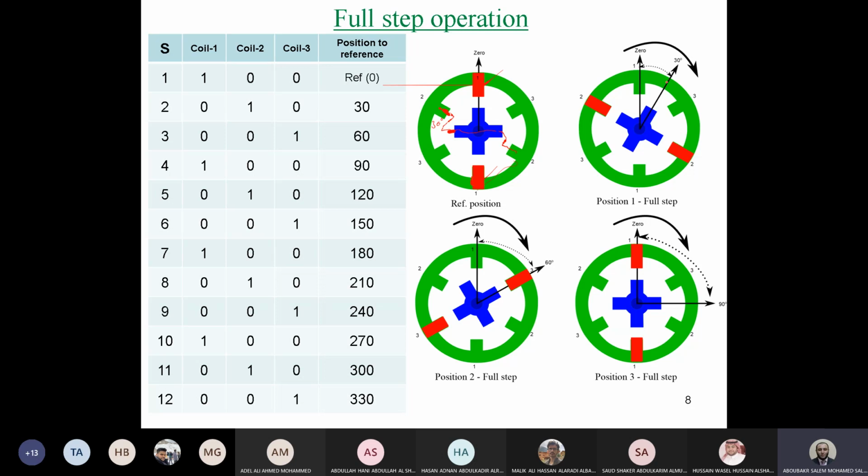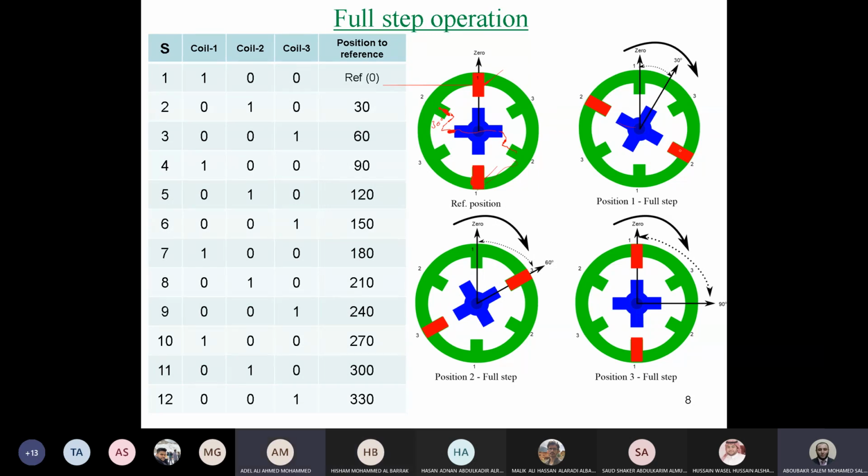Now we are in this position and we need to move the motor another 30 degrees in this direction. The second coil is already energized. So coil number 2 is energized. Which coil should be de-energized and which coil should be energized?